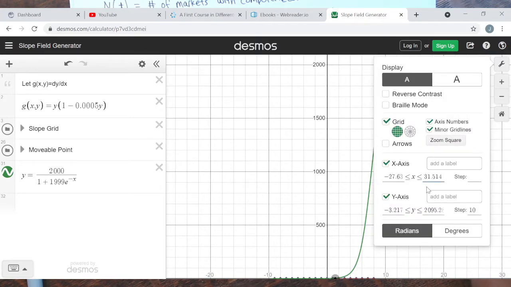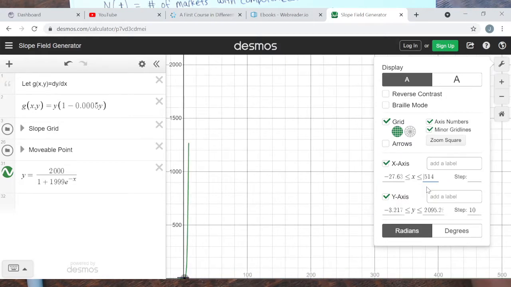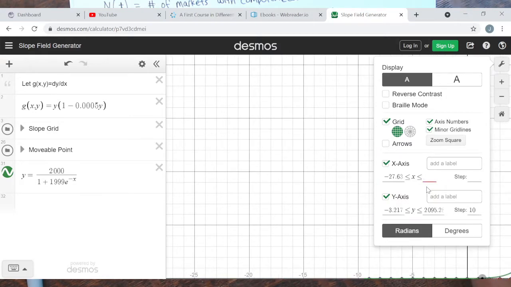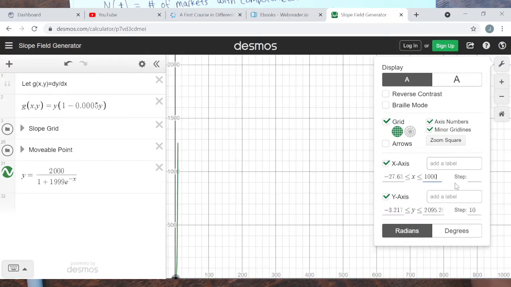And bump up the x-axis values as well. Let's have that go out to 1,000, say.